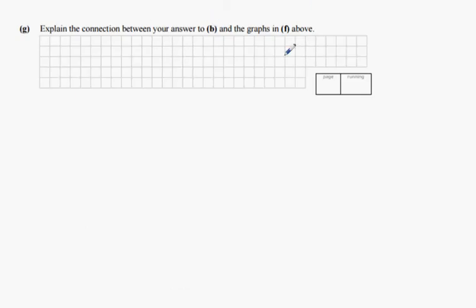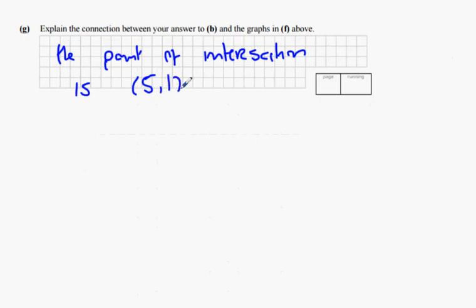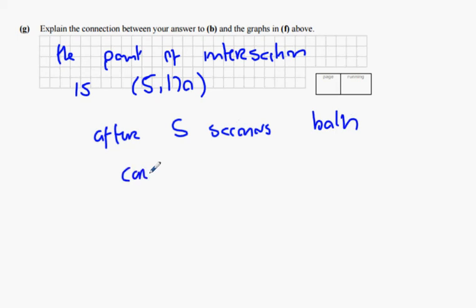Explain your connection to answer B in the graphs below. The point of intersection is 5 and 170, which means after 5 seconds both cars were 170 meters away. Okie dokes.